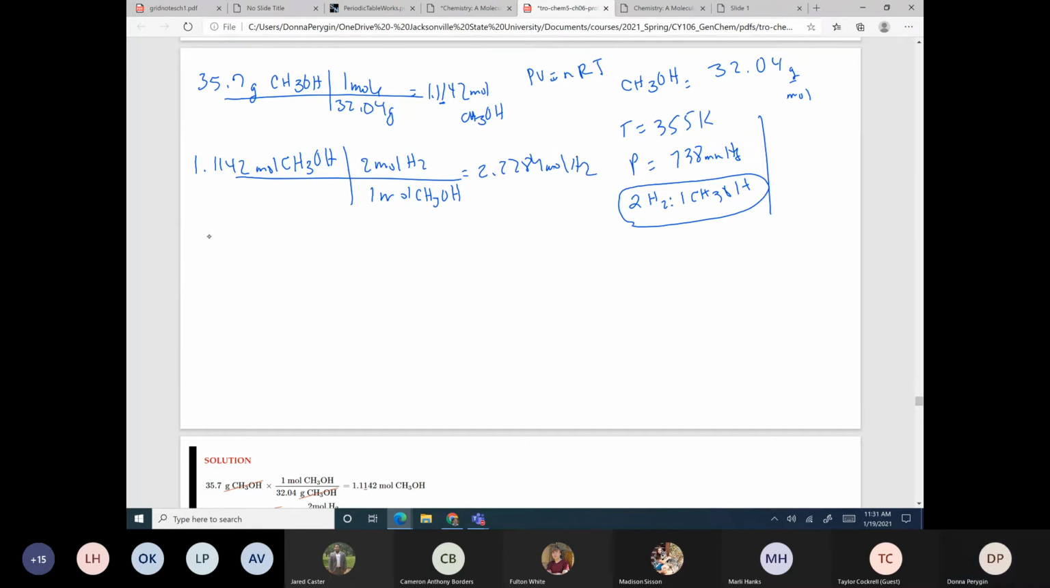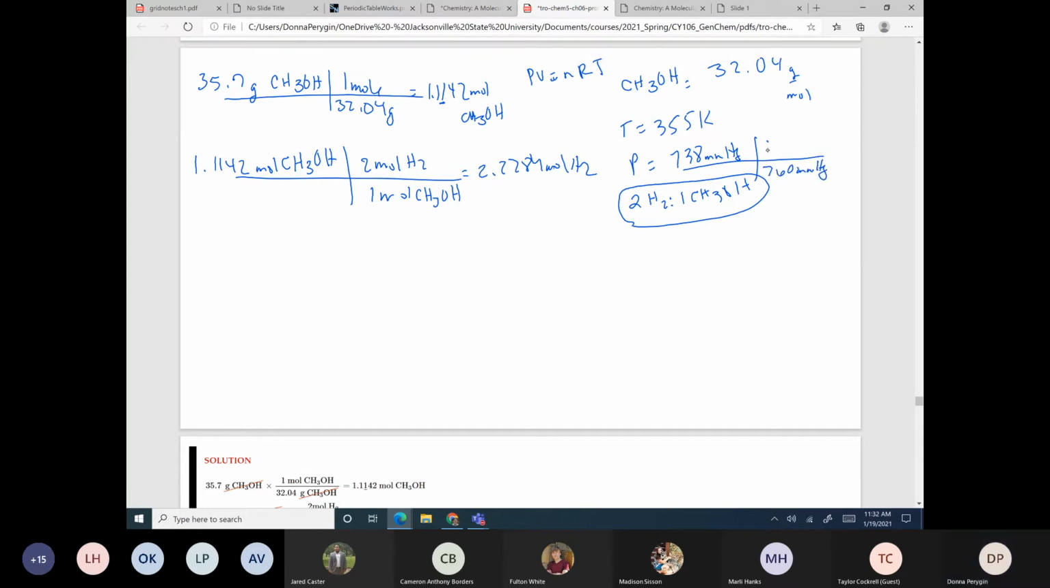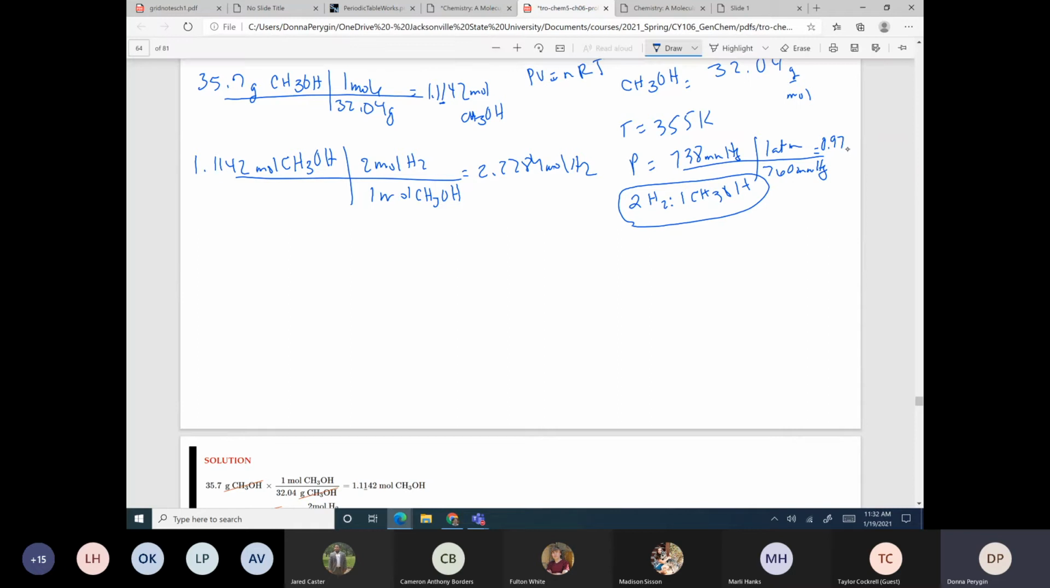Okay. Now we need to convert pressure to atmospheres, so we'll go ahead and just do that here. All right, so 760 millimeters of mercury is 1 atmosphere. Okay, so that's equal to 0.97105 atmospheres. Okay.